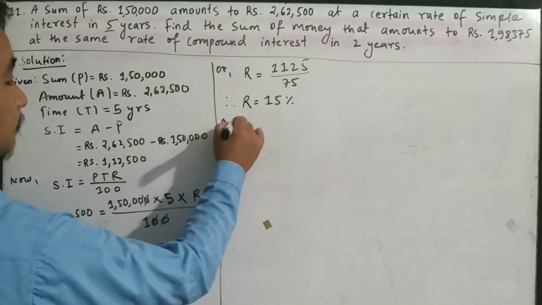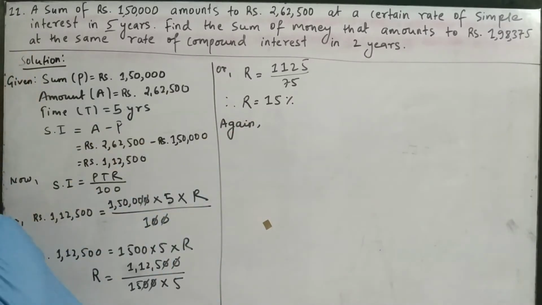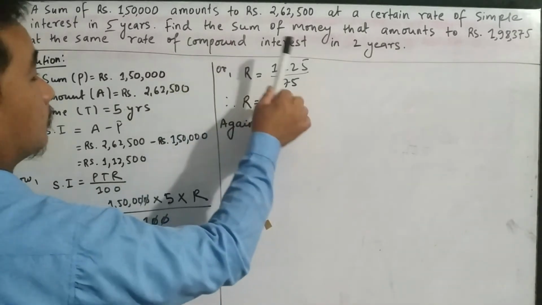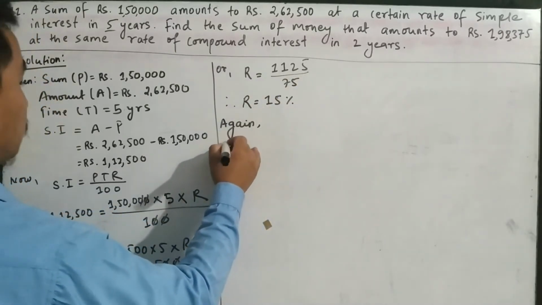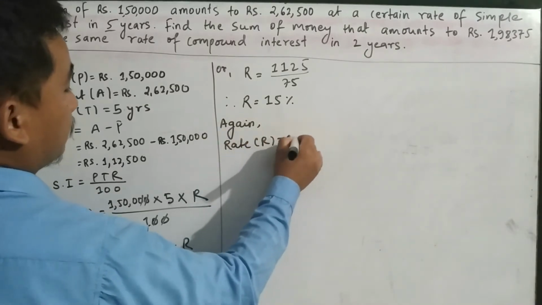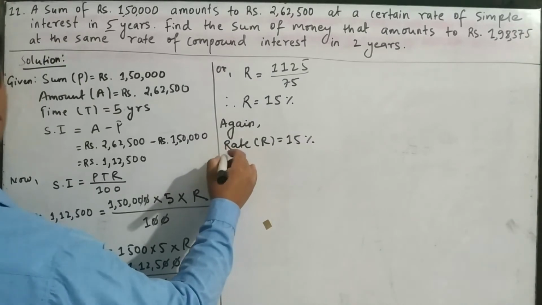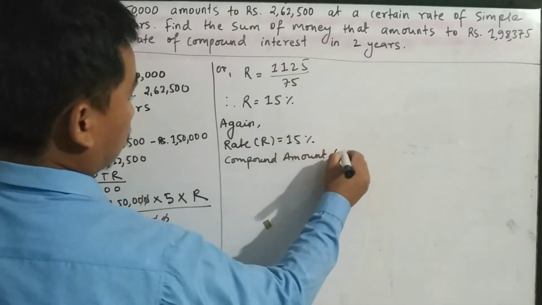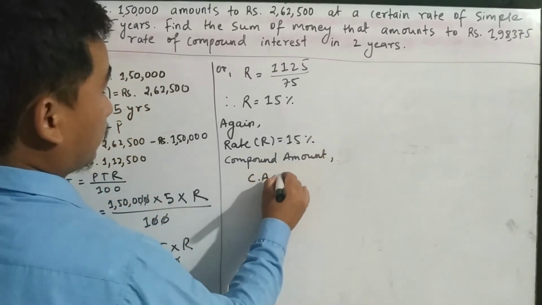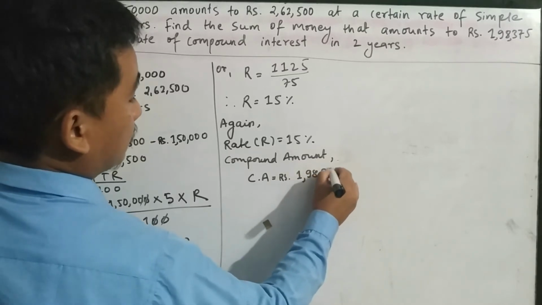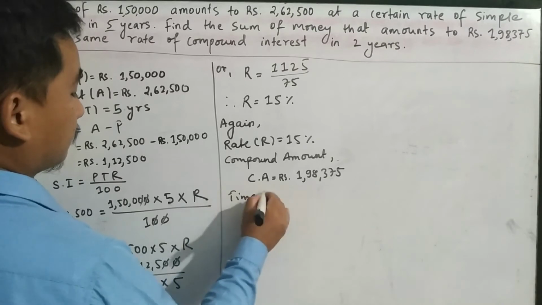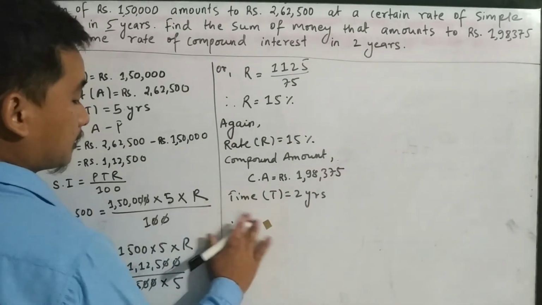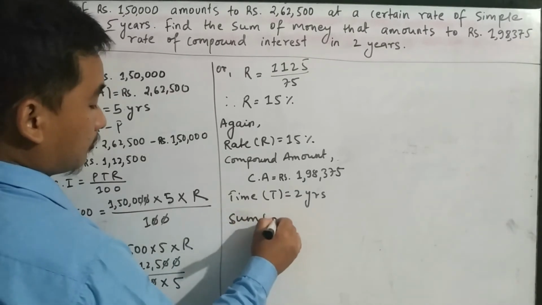Again, using the same rate, R is equal to 15%, compound amount CA equals to rupees 1,98,375, time t equals to 2 years. Let us find out the principal. Let's write sum, P equals to what?